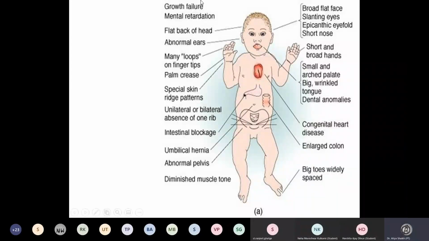They will have abnormal ears, as I think Ranjit said, they will have flat back of their head. There will be many loops on fingers and palm creases. Okay, here as you can see, they will have short and broad hands. See, what is this is something which is important. Small and arched palate, okay, big and wrinkled tongue, and dental anomalies.